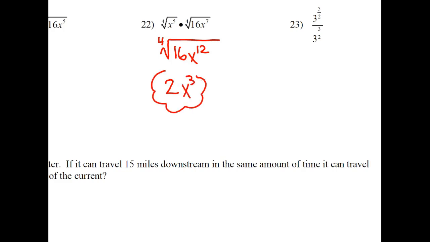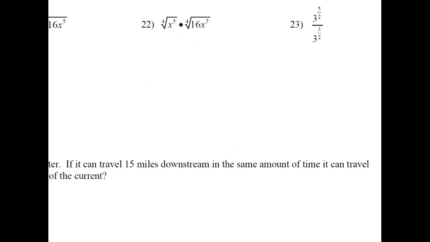So 2x cubed. How do I know that's a perfect 4th root? Because I multiply it by itself 4 times. If I multiply all those together, 2 times 2 times 2 times 2 is 16, and x to the 3rd, x to the 3rd, x to the 3rd, x to the 3rd, that's x to the 12th. There's 12 x's. Okay, last of these radical ones here.